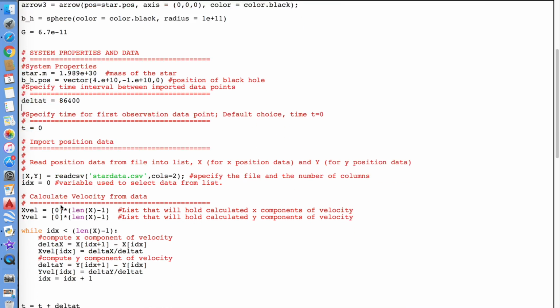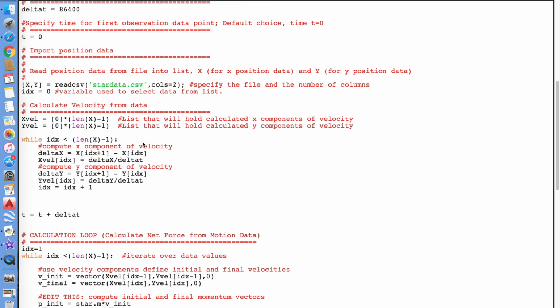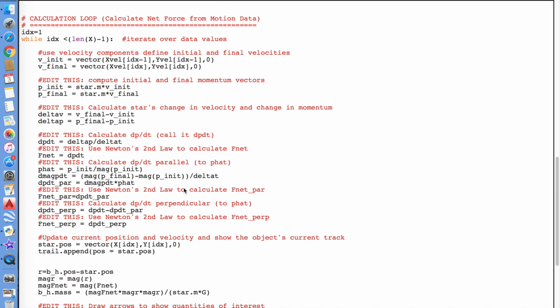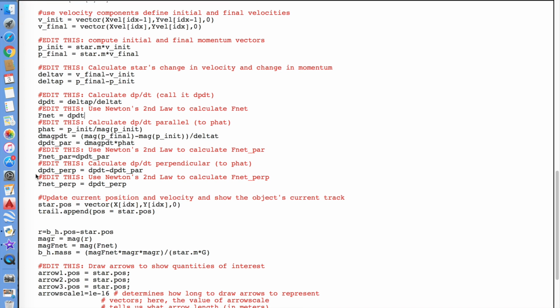And here's the while loop that calculates the velocity for each time t by finding the change in position over the change in time. Using another loop which defines the initial velocity and final velocities to be those pertaining to the two sequential points, we can calculate a delta v and delta p for each day. We now have delta p and delta t for each section of the star's movement, so we can calculate Fnet using Newton's second law. Fnet's parallel component can be calculated using the mag function in Python, and its perpendicular component is the difference of Fnet and Fnet parallel.